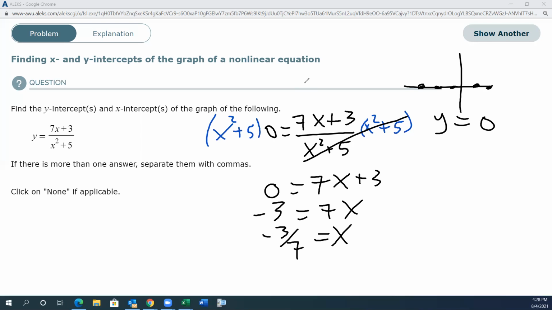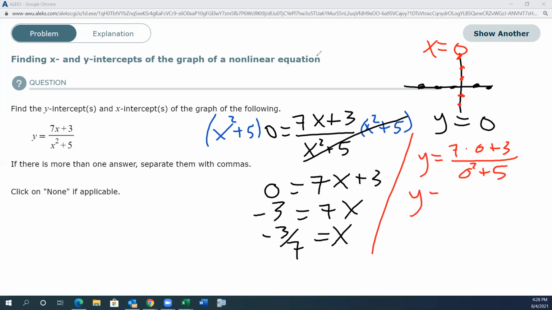Cool. What about y-intercepts? Well, y-intercepts are on the y-axis. And what do they all have in common? Well, they all have an x-coordinate equal to 0. So if you want to find a y-intercept, replace x with 0 so that you can solve for y. So I'll go to the function and replace all the x's with 0. Well, that's 0. That's 0. And I'm done. 3/5. Y equals 3/5.